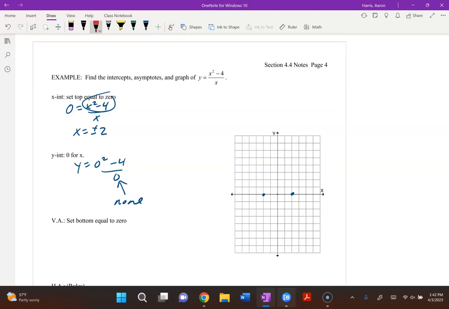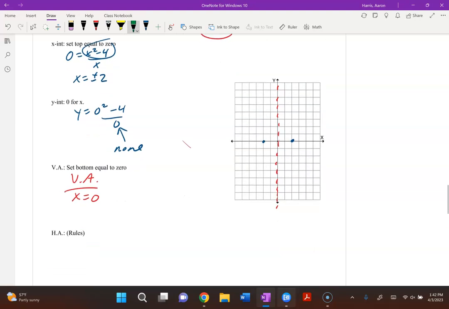Why is that? Because I have a vertical asymptote right there at x equaling 0, right down the middle. So I'm not going to have a y-intercept. It'll never touch a vertical asymptote. Now, if you notice on this one, the degree of the top is 2, the degree of the bottom is 1. So if n is greater than m, there's no horizontal asymptote.